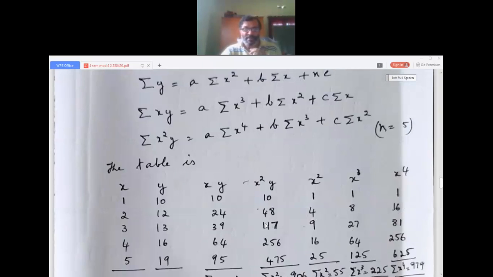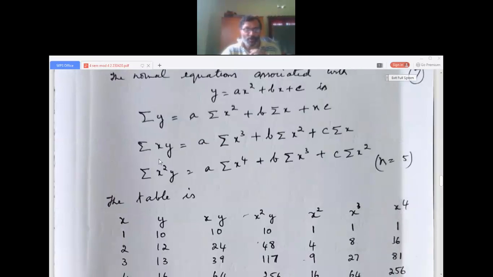Now we write the table according to what unknowns you want. You want sigma x, so you want x. You want sigma y, so you want y. These are always needed. Then you want xy, so sigma xy. Then x squared y, so sigma x squared y. Then x squared, x cubed, and x power 4. Sigma means the total.